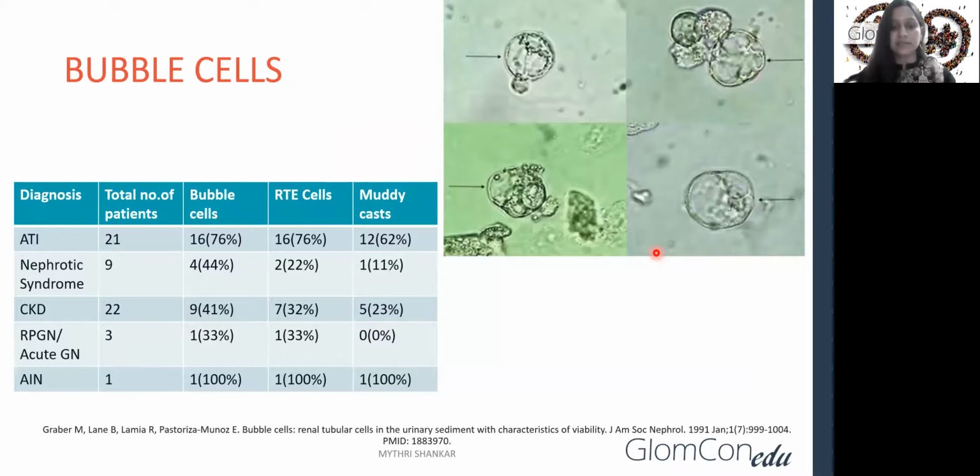So what are bubble cells? They are vacuolated renal tubular epithelial cells. They are very rarely seen, but they are most prevalent in the sediment of patients with acute tubular injury. They may also be seen in a variety of other renal lesions.